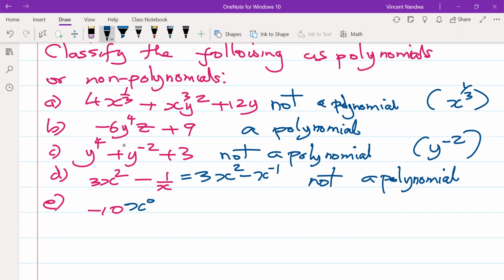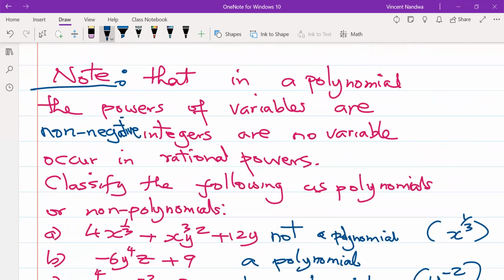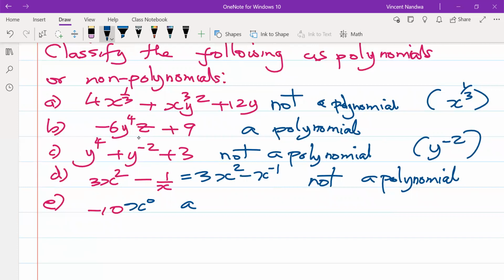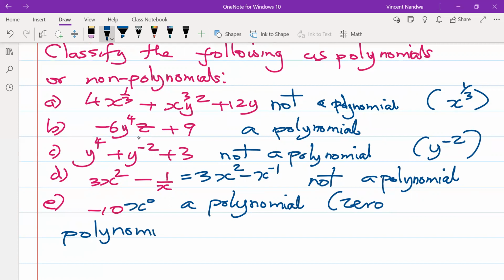Okay. So is it a polynomial or non-polynomial? 0 is not a positive integer. That's why I'm saying that the word should be non-negative, not positive. So that qualifies it. So this is a polynomial, what we call the zero polynomial, where there's only a constant. So the powers of the variables should be 0, 1, 2, 3, 4, etc.